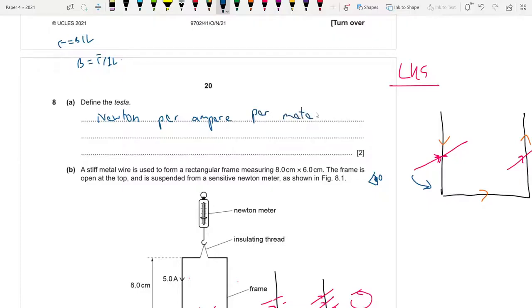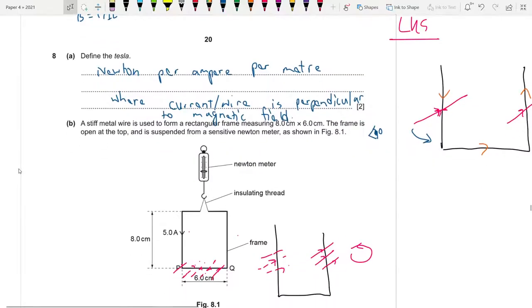Okay. So it's basically force per unit length per unit current, but in terms of units, and you need to say where the current or wire is perpendicular to the magnetic field, right? This is very important for defining magnetic flux linkage as well.